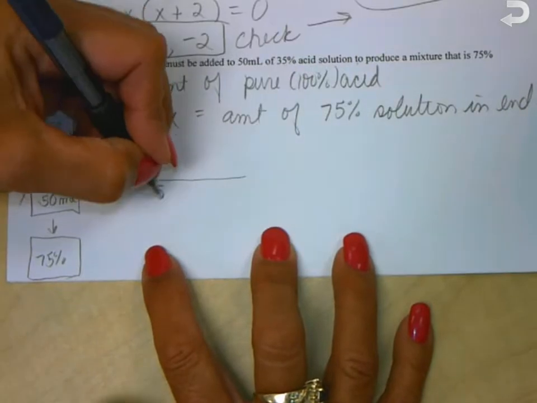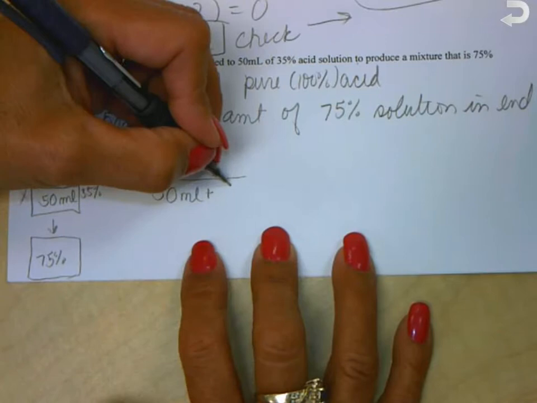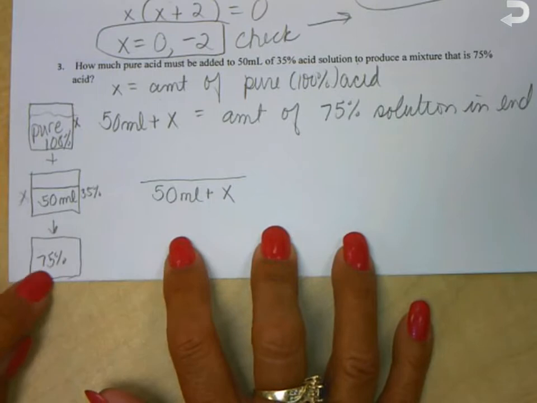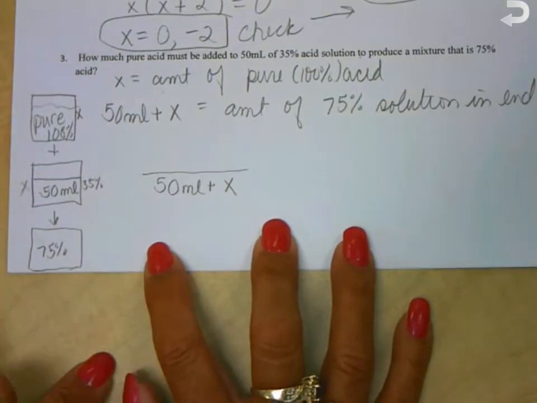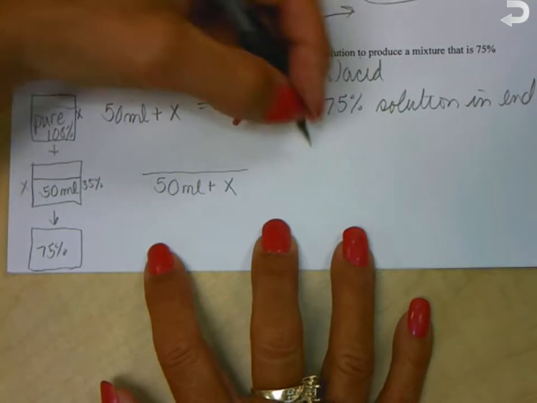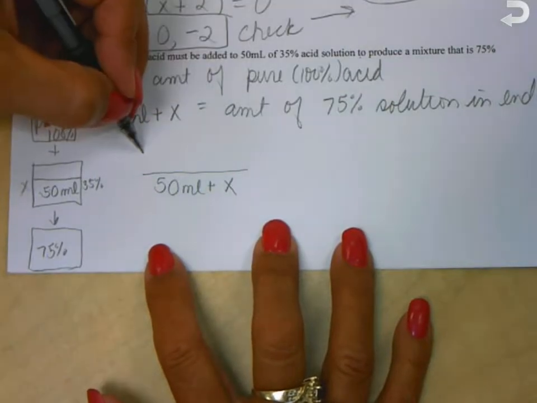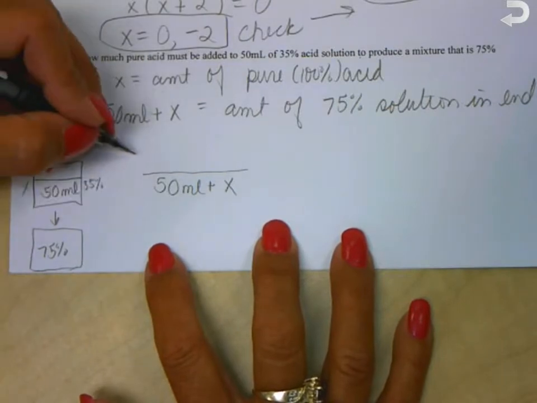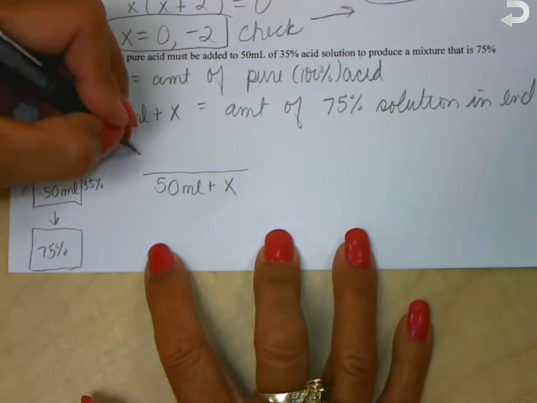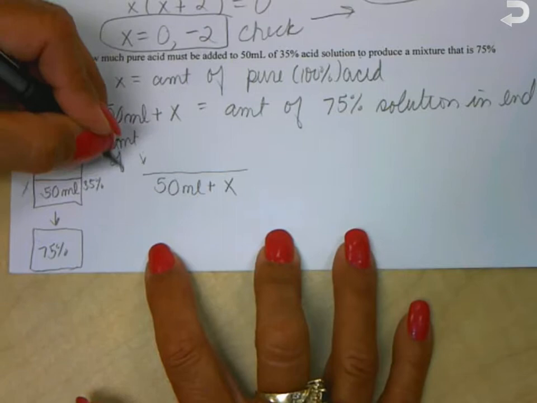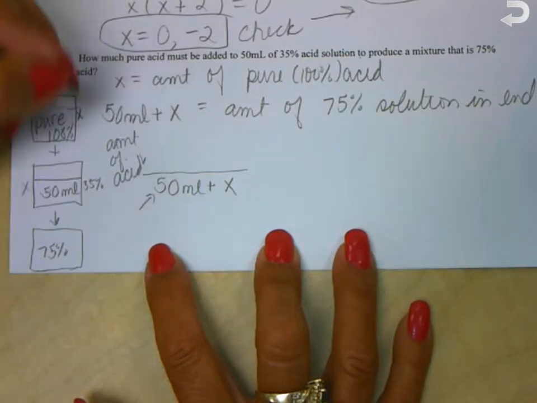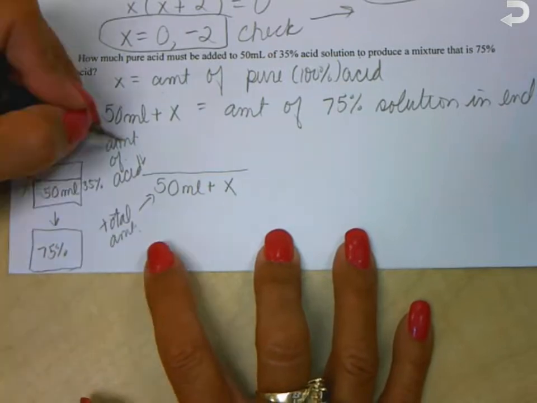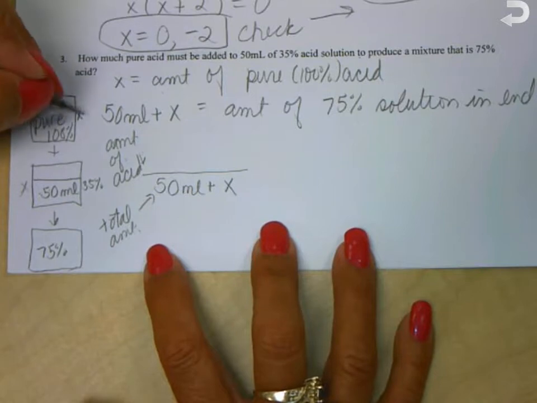So how do I have that mixture set up? Well, I know that when I make solutions, I want the end solution to have 50 milliliters plus X. That's how much of my solution I'm going to have in my beaker at the end. Now, to figure out the concentration for the acid, I have to take how much acid I have, which is in liquid form, out of how much total solution I have. So my numerator has to be the amount of acid, and the denominator has to be the total amount of solution.